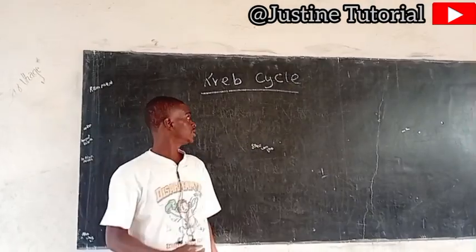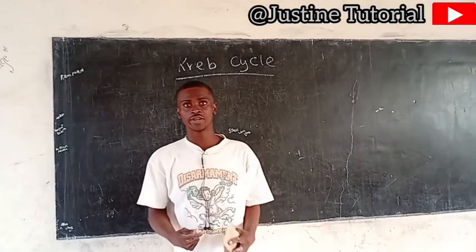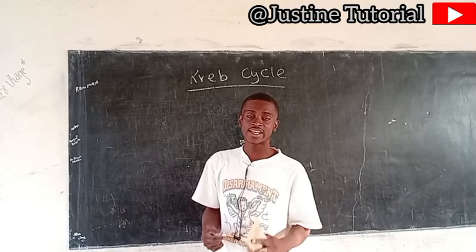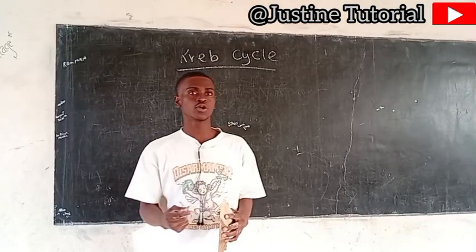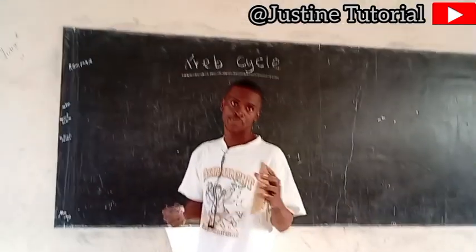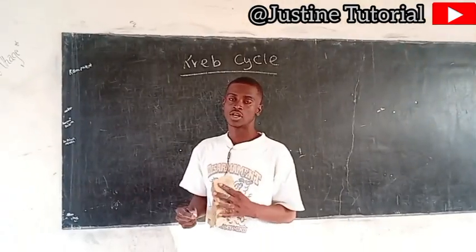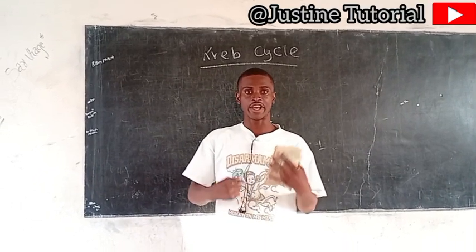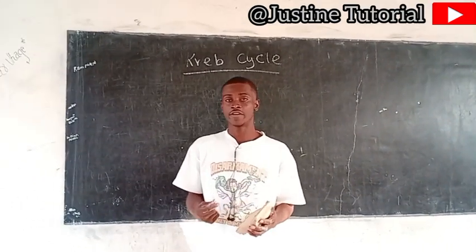The Krebs cycle is an amphibolic pathway. It is also known as the tricarboxylic acid cycle. So in this video we are going to look at the different reactions that take place in this Krebs cycle, the intermediates that are involved, and the enzymes that are involved.